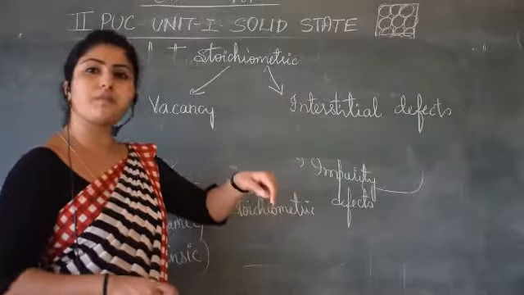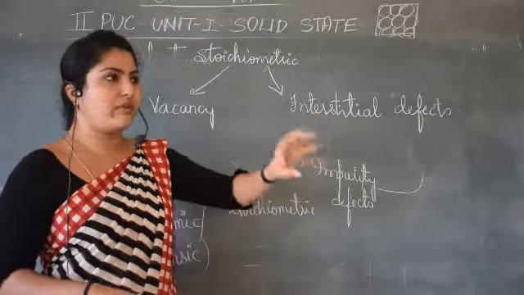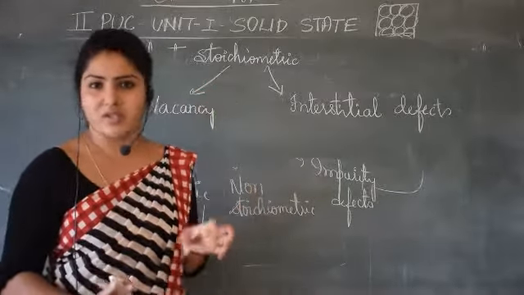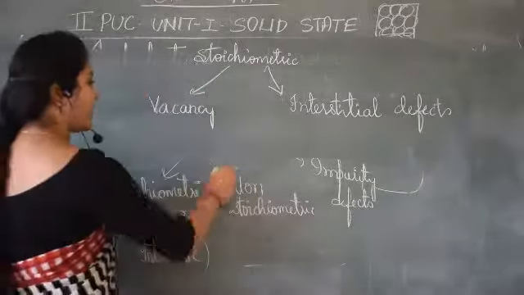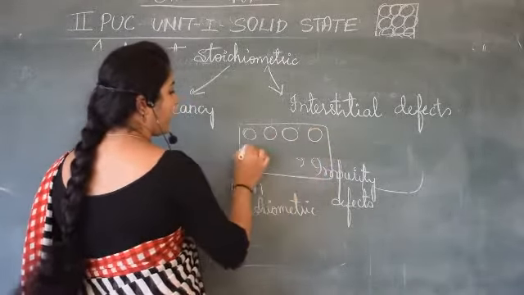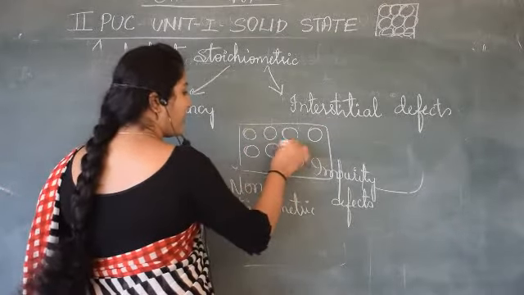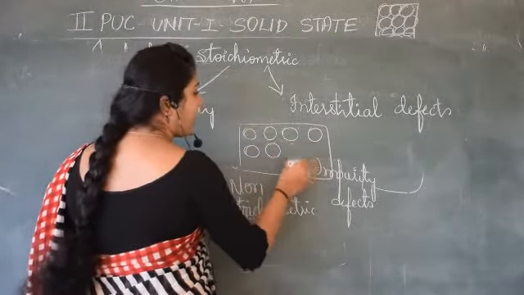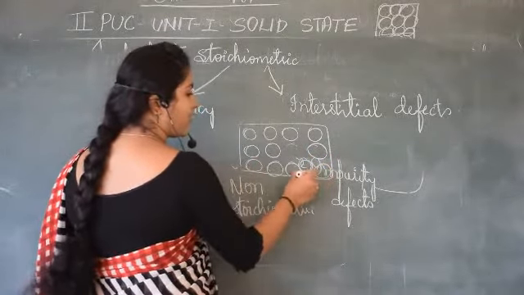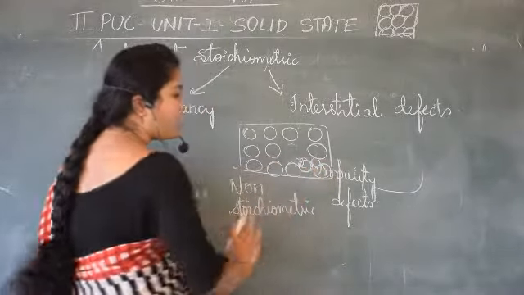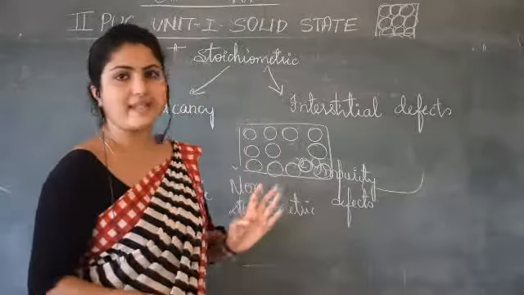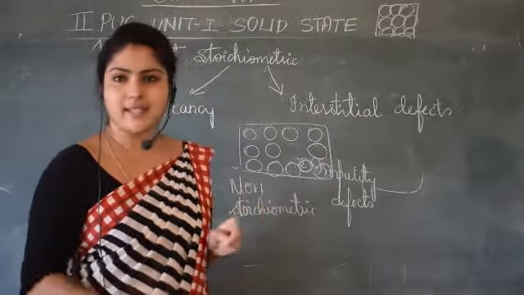Interstitial defect means that from the normal position, the atom is occupying some other position. This should be the normal arrangement of particles, in this order it has to go. If the atom which had to be placed here is not placed here, and instead it is placed somewhere else, see, there is one extra here. Leaving the normal site, if it occupies some other site, it is called an interstitial site. Such defects are called interstitial defects.